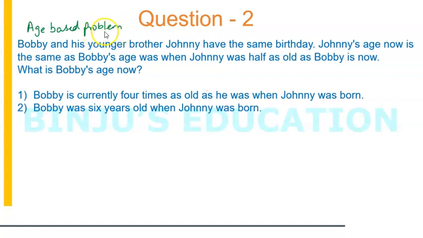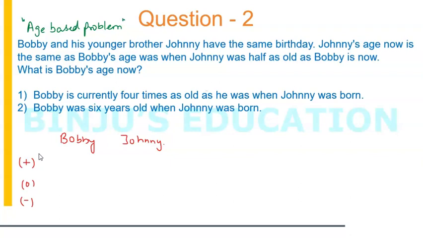Let me just give you a couple of insights as far as age-based problems are concerned. Whenever you have an age-based problem, try to form a matrix, something like this. So you will write the name. So we have Bobby, we have Johnny. And we'll make three signs. One is positive, one is 0, and another is negative. Positive stands for future, 0 stands for present, and negative stands for past.